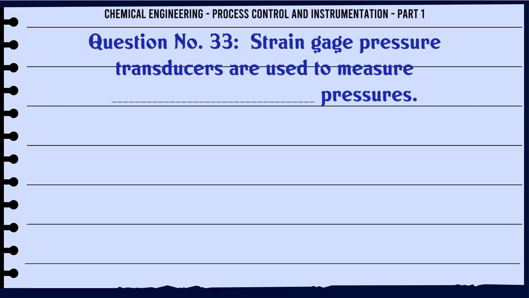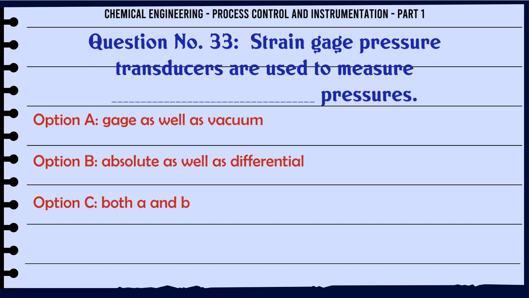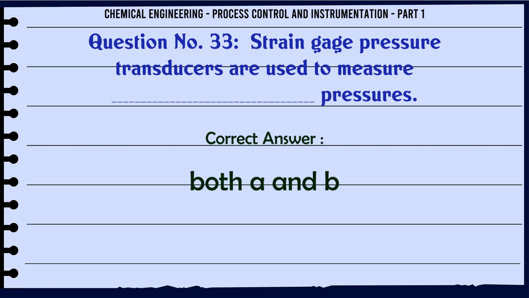Strain gauge pressure transducers are used to measure _____ pressures. A. Gauge as well as vacuum. B. Absolute as well as differential. C. Both A and B. D. Neither A nor B. The correct answer is both A and B.